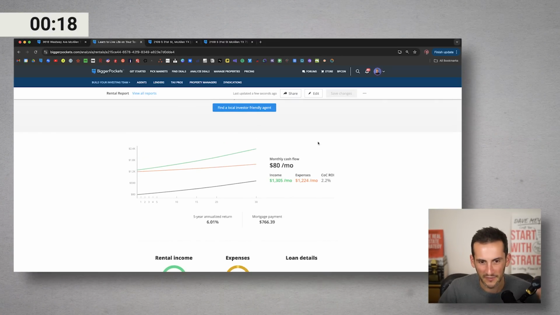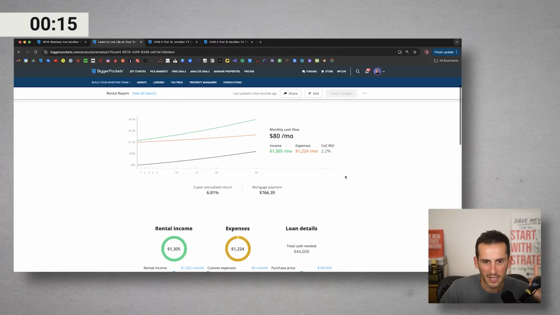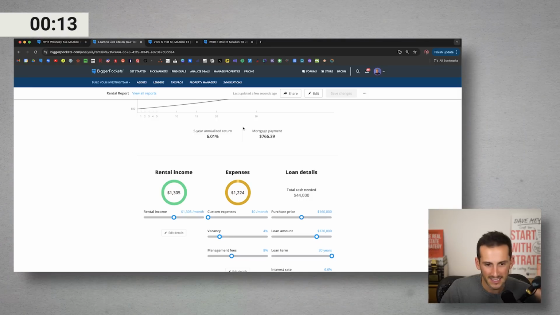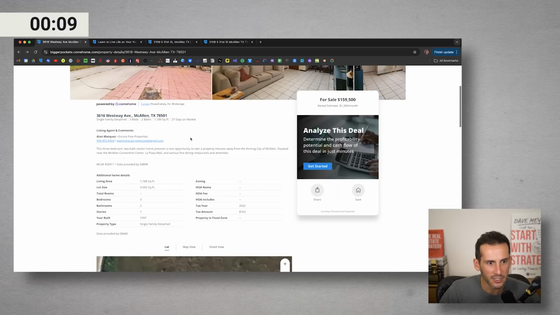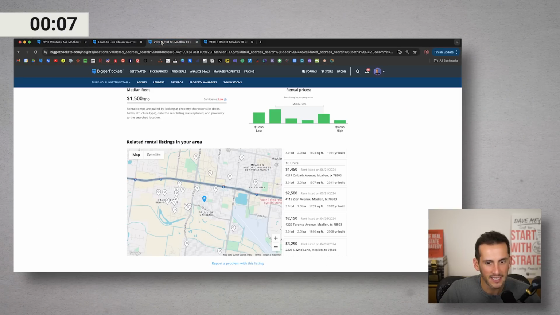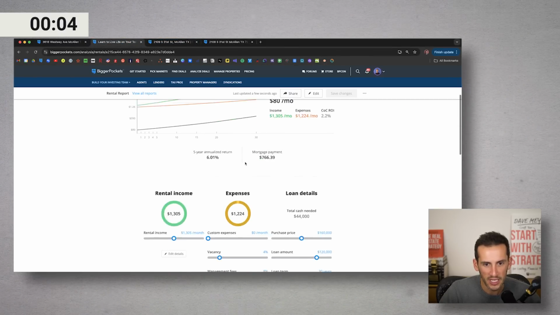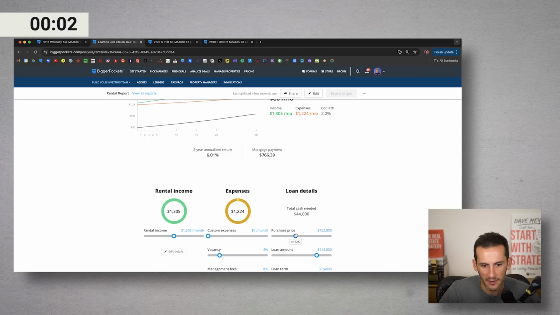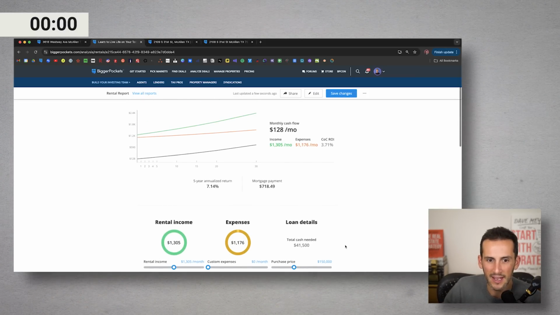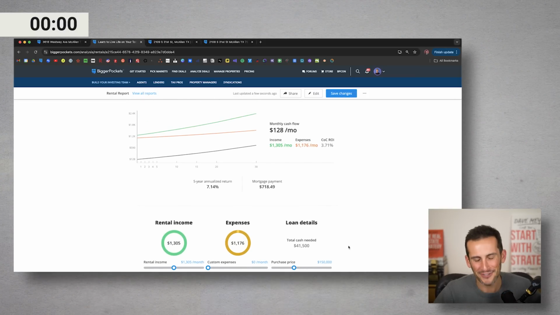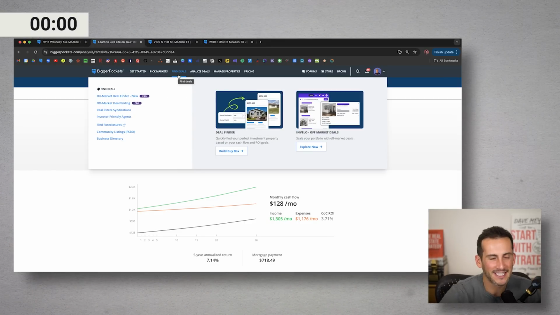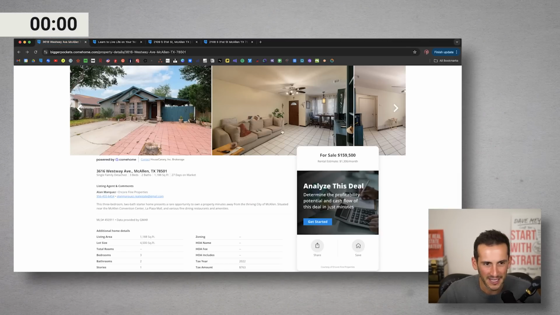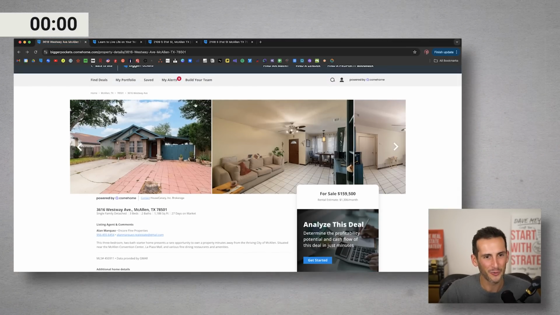Here we go. So I have 15 seconds left, but I found a 2.2 cash on cash return. So this deal, as is on the market, is a decent deal. If you look at it, it's actually been sitting on the market for 27 days. So if you were to negotiate down this property price to maybe 150, what would we get? That's my timer going off. 4% cash on cash return. So I think this deal, 3616 Westway Avenue in McAllen, Texas, is the best deal I could find in the state of Texas in just 20 minutes.